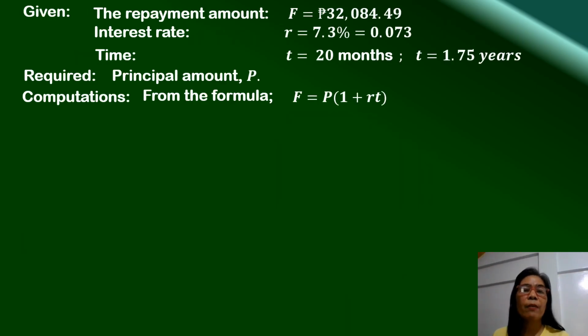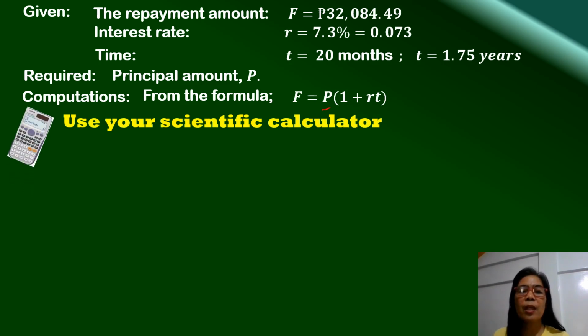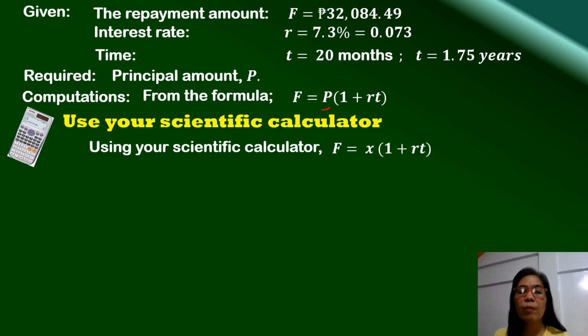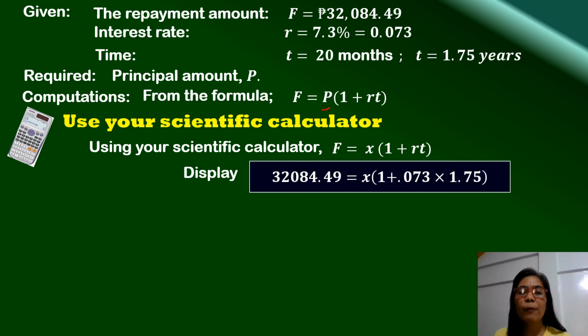Okay, so in our previous solution, we solved for P by manipulating this equation. Actually, in using your scientific calculator, you don't need to manipulate the equation. So what you're going to do is substitute the unknown by the variable x. And then you have to key in, and this is what will be displayed in your calculator.